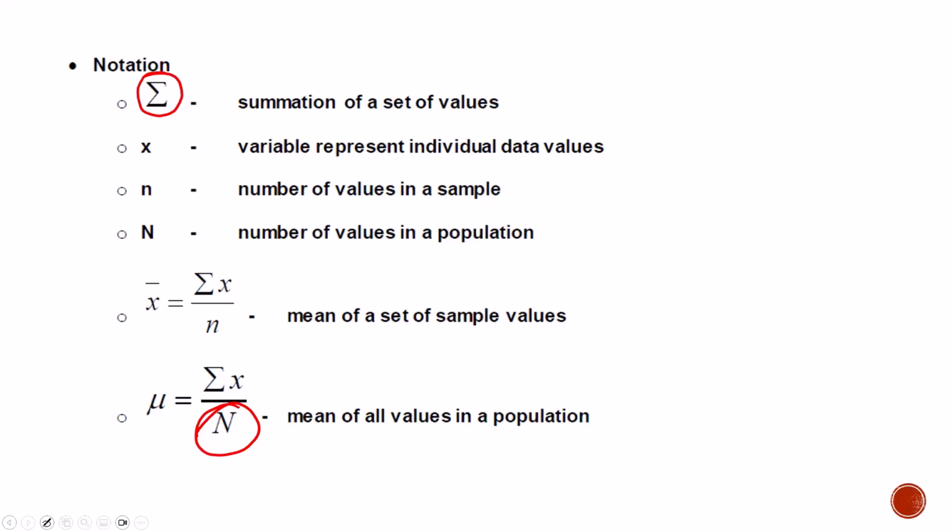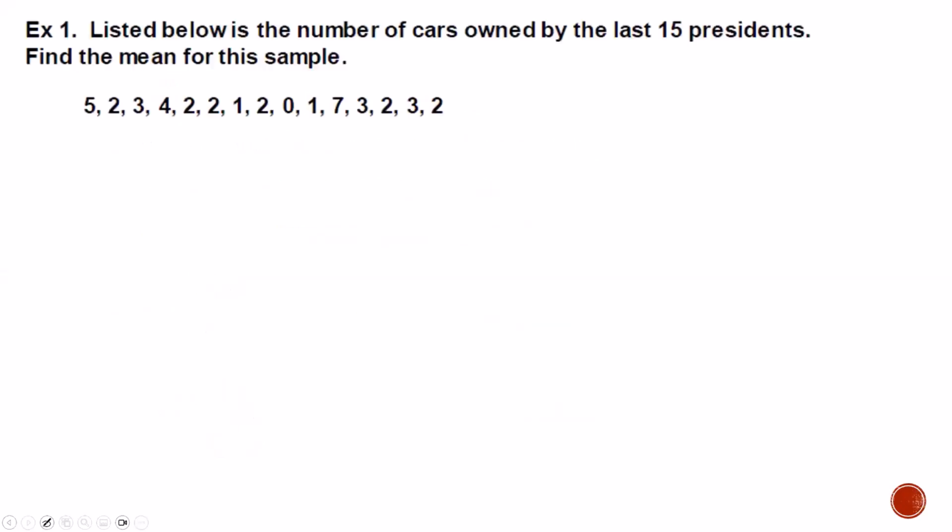Okay, so let's do an example of one. I'm pretty sure this data set is made up, but whatever. Beneath is the number of cars owned by the last 15 presidents. This data set's just made up, okay?